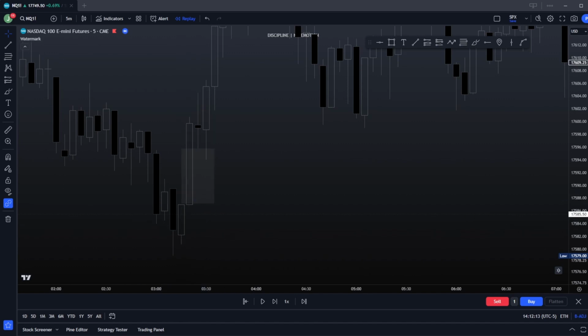I'm confused on CHoCH and break of structure. Yeah, change of character. That change of character, you can also call it market structure shift. Those are interchangeable. Market structure shift, that is on a higher time frame, you're changing the trend. You're going from higher highs and higher lows to lower highs and lower lows, right? So you're just flipping from bullish to bearish.